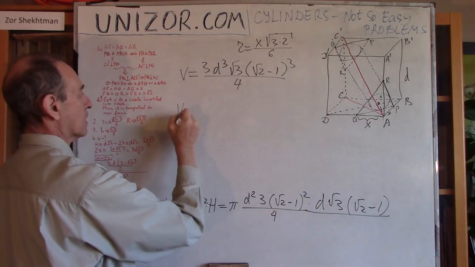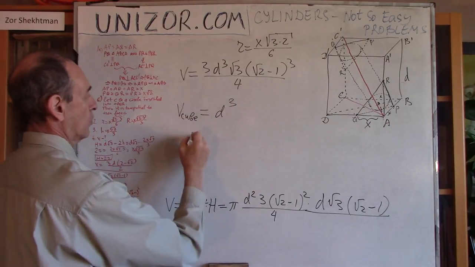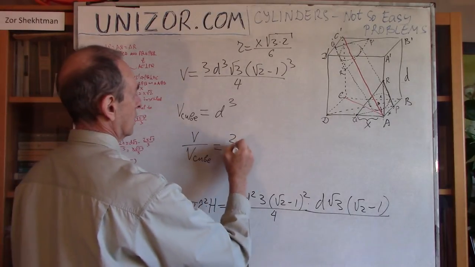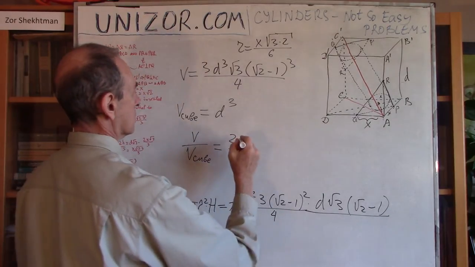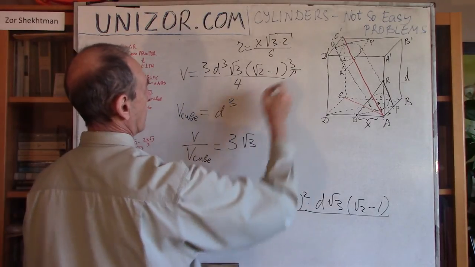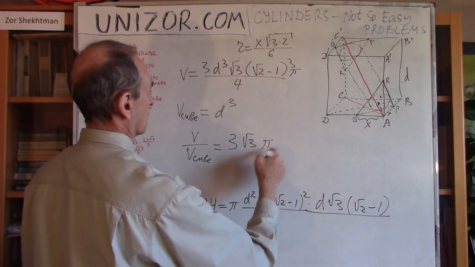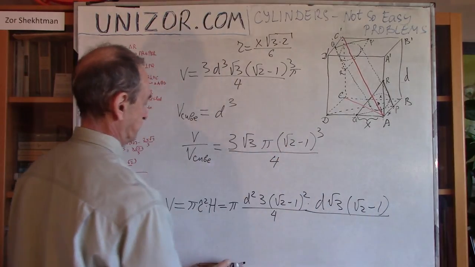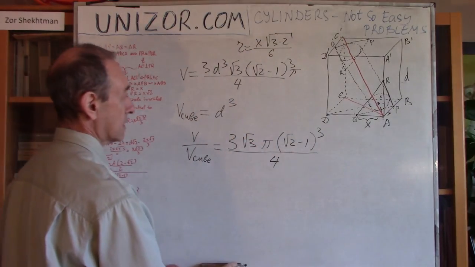Now, what's the volume of the cube? That's G cubed. So what's V divided by V cube? What's the ratio? It's 3G, sorry, no G. G is, as I promised, reduced. Oh, I forgot pi. I'm sorry, there is a pi here. Pi square root of 2 minus 1 to the third divided by 4. So that's our ratio, and that's the answer to the problem.